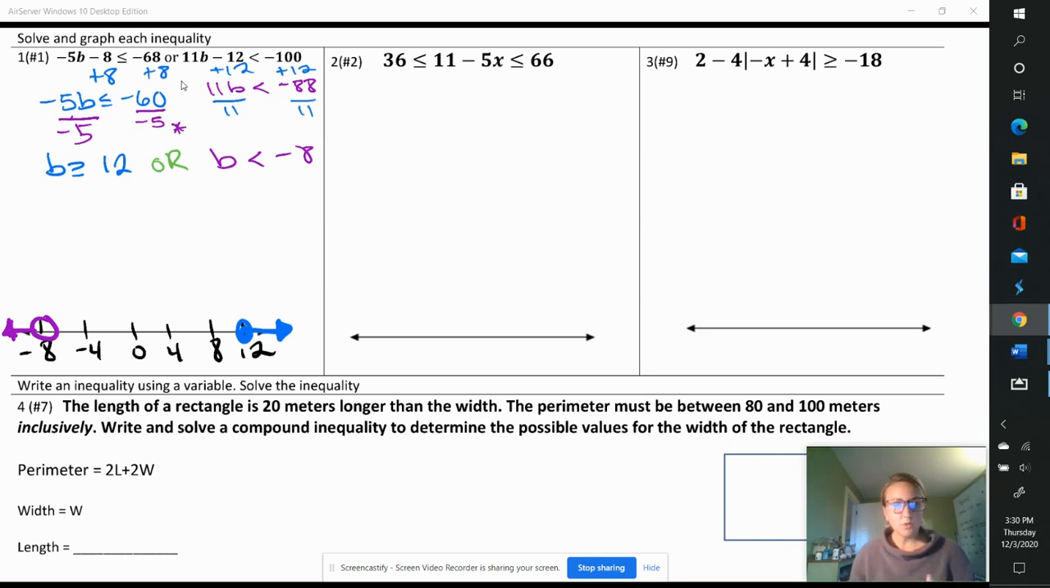Number 2 is also a compound inequality. This is an AND compound inequality. And remember, we have 3 parts. We have the middle, the right, and the left. The goal is to get x isolated in the middle. So our first step is to deal with the positive 11. We're first going to start by subtracting 11 on all 3 parts.